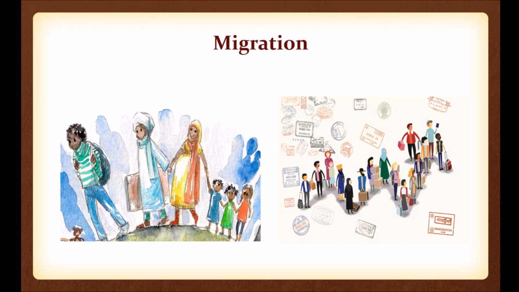So these are the pictures of migration. On the left side, you can guess it can be internal migration or it can be international migration too. But on the right side, we can see the people, and there are the visa things. That means it is not internal migration, it is international migration, right?